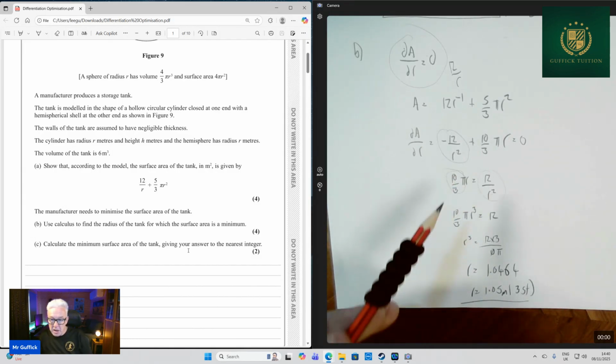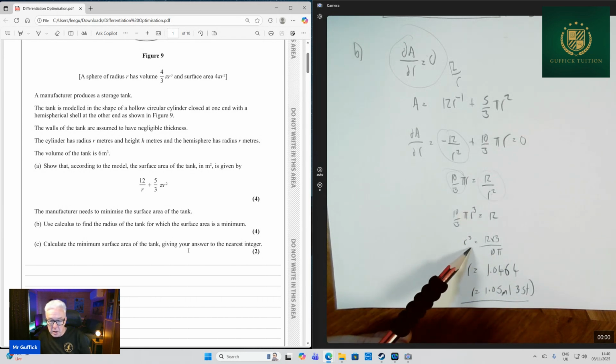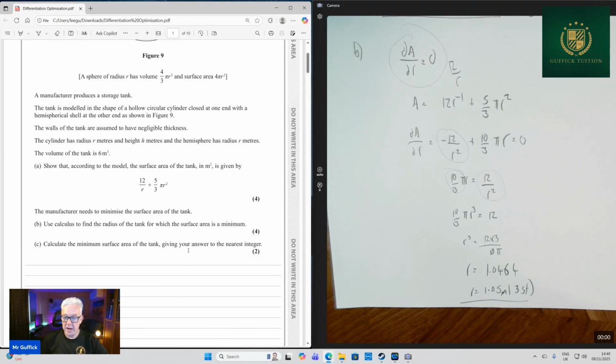10/3 pi. And when you do that, you end up with this expression, r³ is equal to 12 times 3/10 pi. And when you work that out, that turns out to be 1.0464, and we do that whole thing to 3 significant figures.